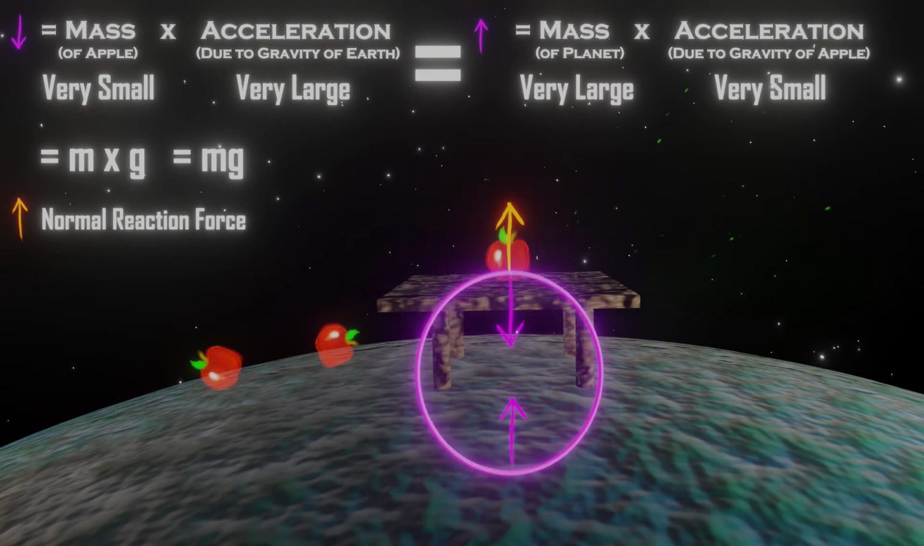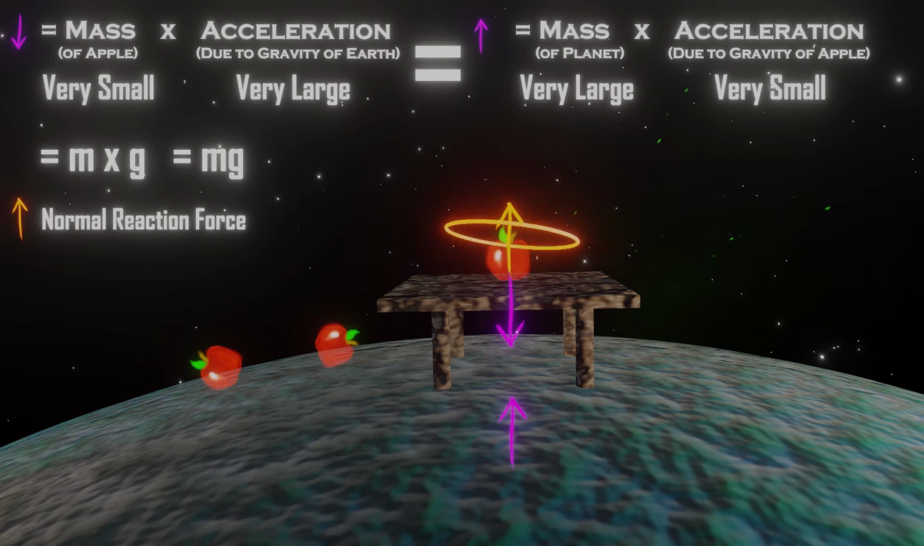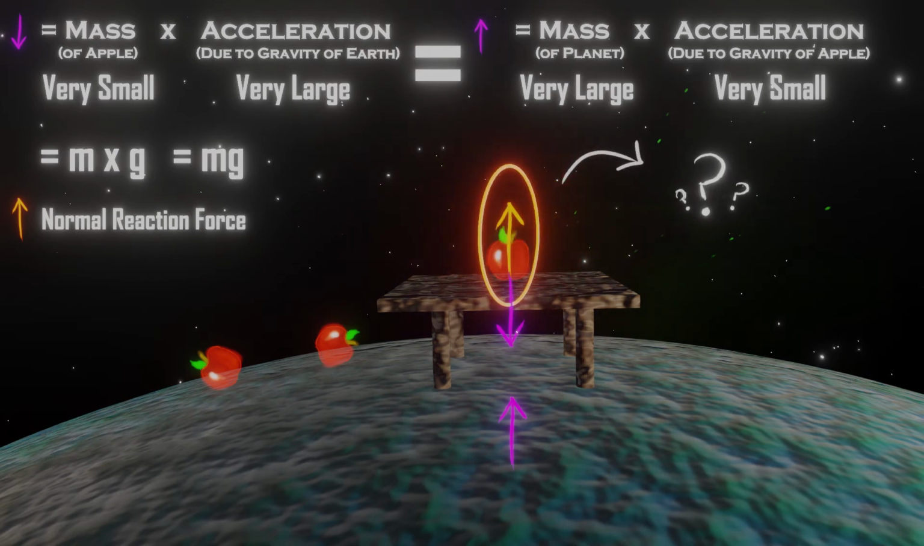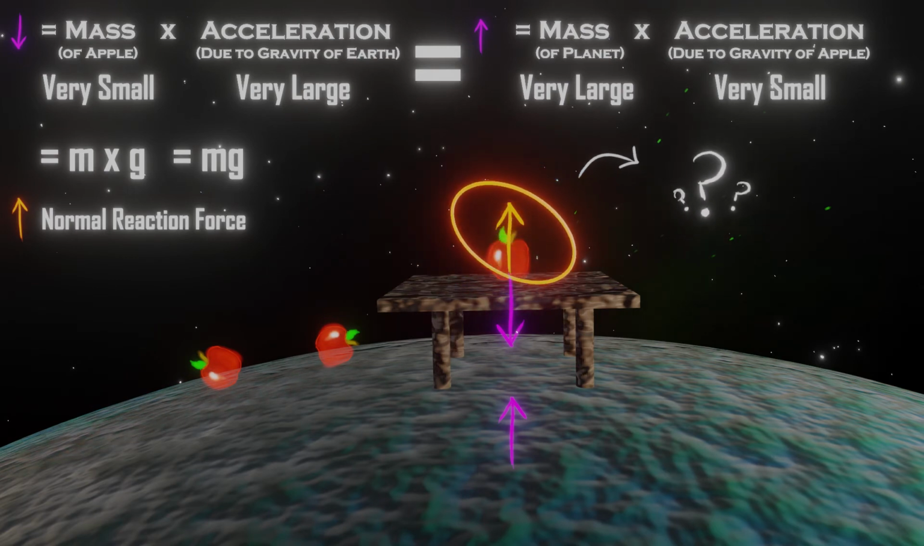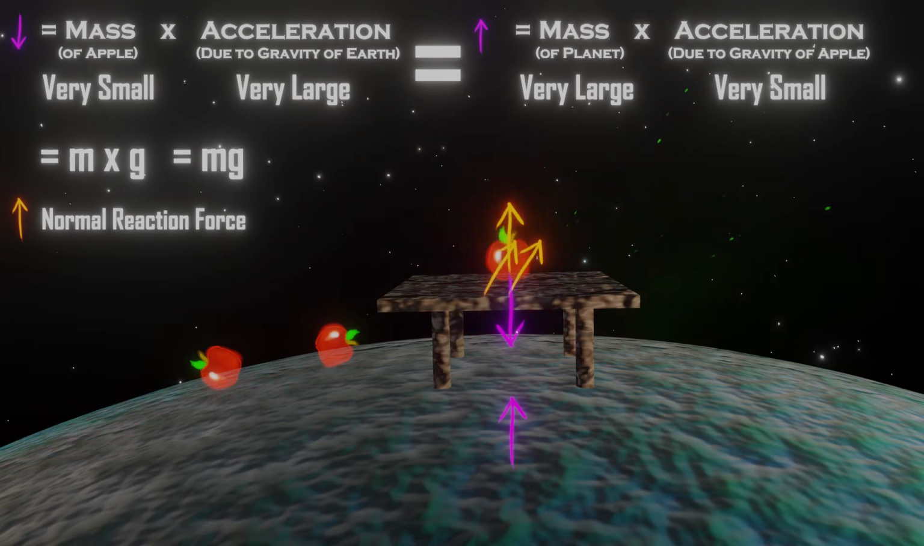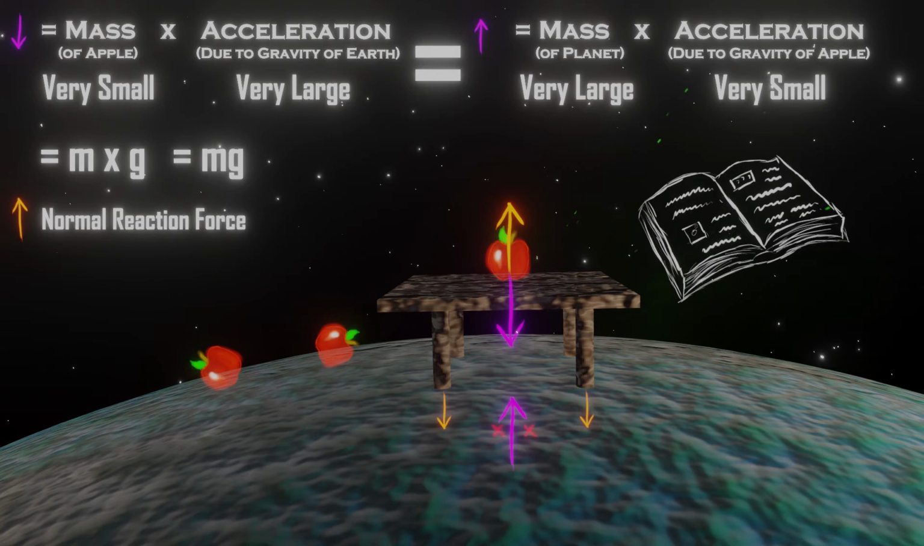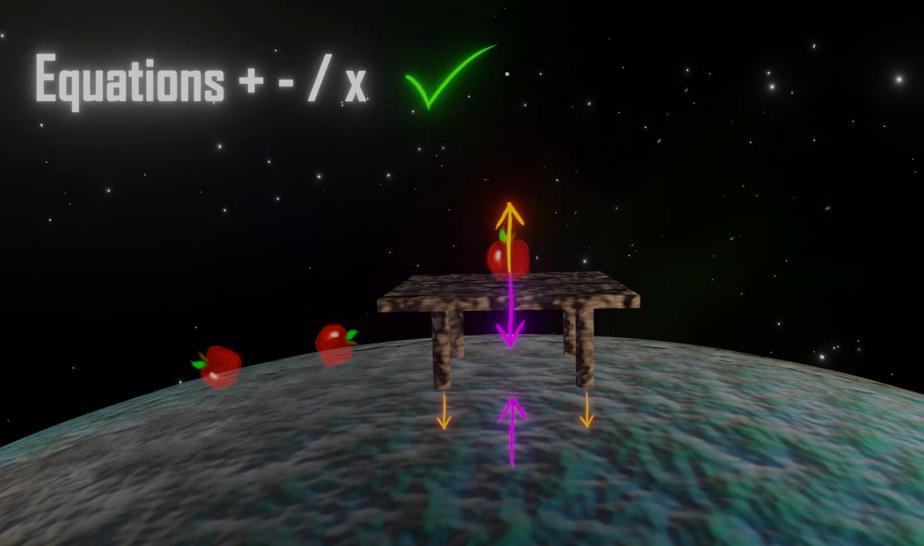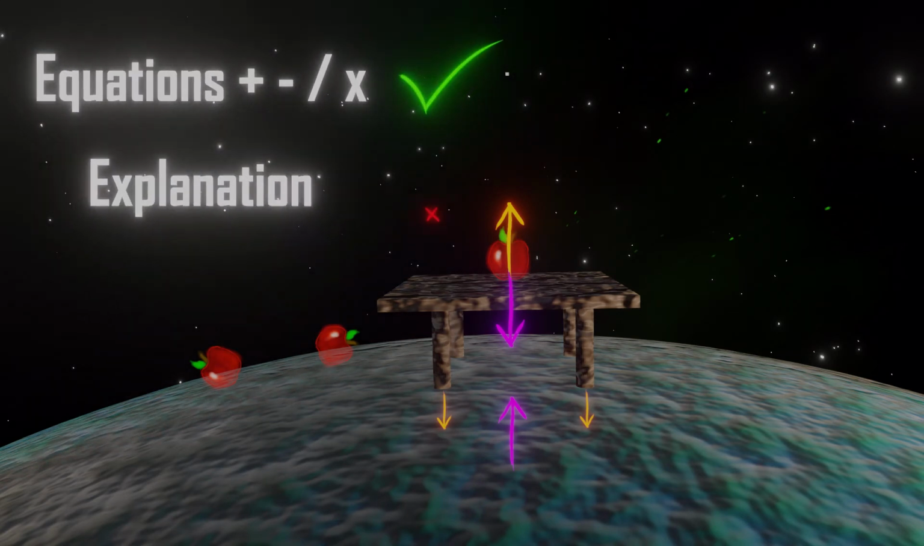Now, the curious minds will be wondering about the normal reaction force of the table on the apple. Where is the equal and opposite reaction to that force? Similar to the force pairs of the apple and the planet, the equal and opposite reaction of this force would be the force applied by the table onto the surface of the planet. In most textbooks and literature, this force is never spoken about, and neither is the force of the apple on the planet. Although the equations and math work out in most cases, it simply isn't the right explanation.